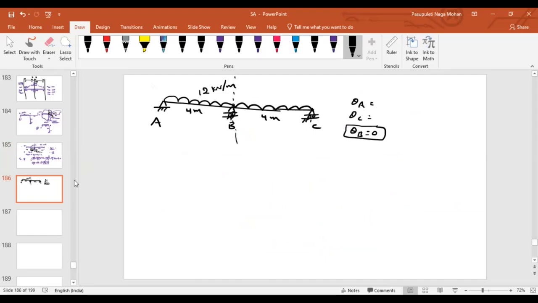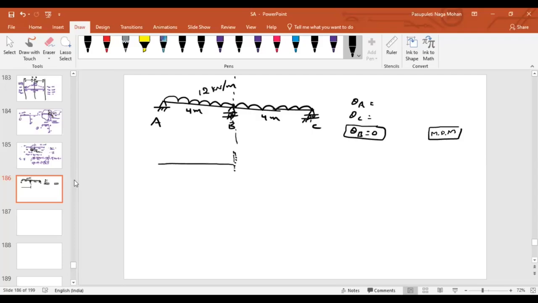Now, imagine if you want to solve it by using the moment distribution method. Okay. First, you understood this logic that as this structure is symmetrical with respect to this section, if the slope is equal to 0, I can arbitrarily imagine that it is a fixed support. Can I imagine?